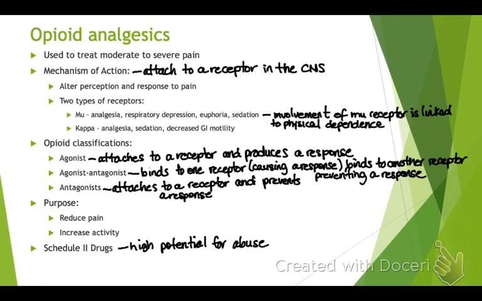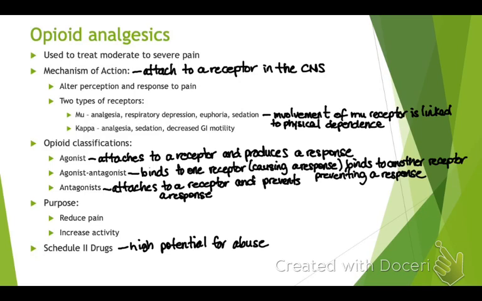The purpose of giving opioids is, again, to reduce pain and to increase activity. So we want the patients to be mobile. We usually will treat them for pain prior to having them do any type of physical activity, if we want them to get out of bed after surgery, or we need them to be mobile and they have a wound or post-op incision or things like that. This is the purpose of us giving them an opioid analgesic.